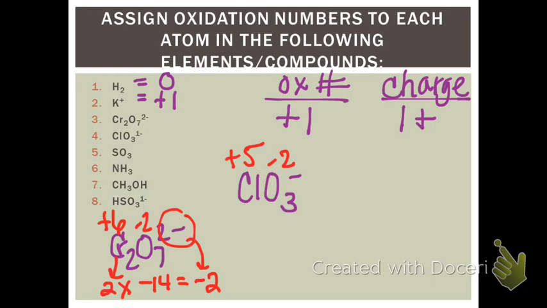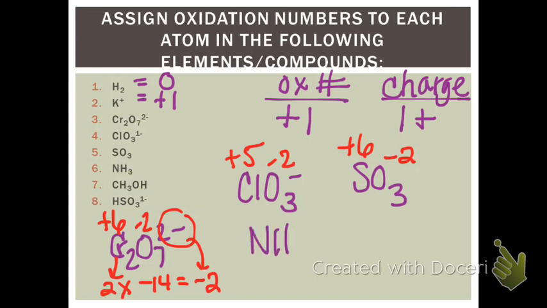Then, for the next one, SO3. Again, start with what you know. O is -2. Since you have 3 of them, that's a total of -6. And since you need it to total to 0, then the S must be +6.